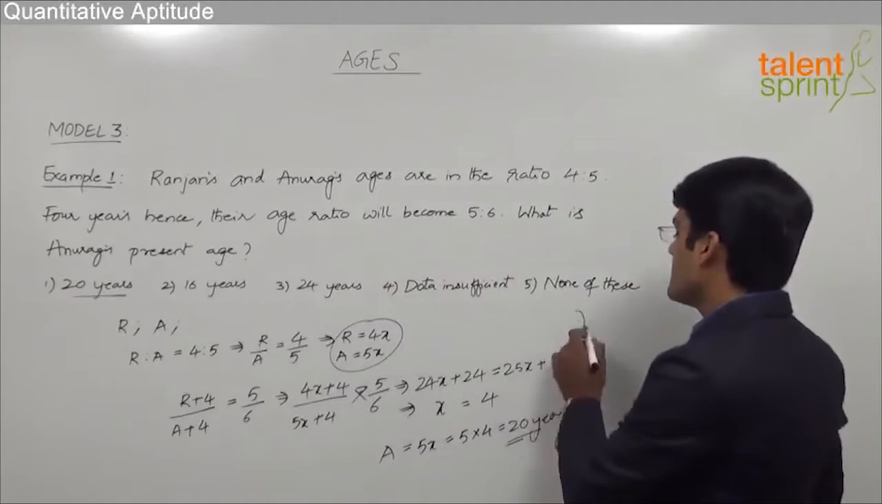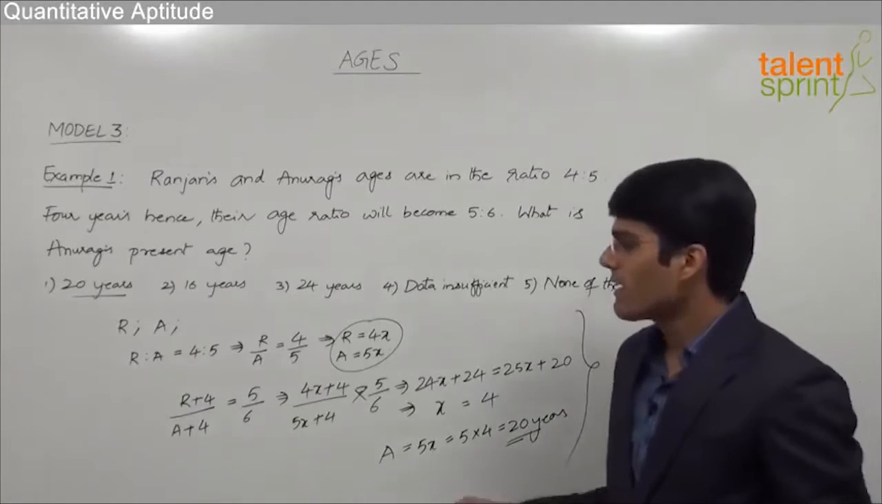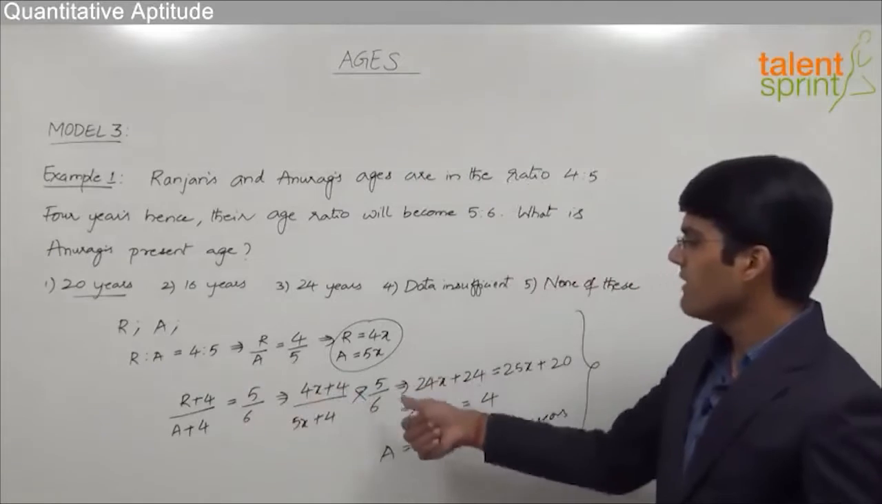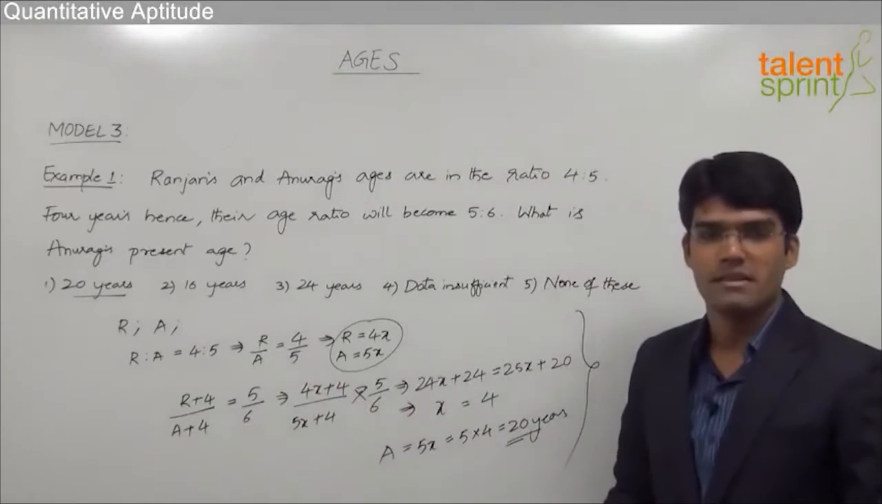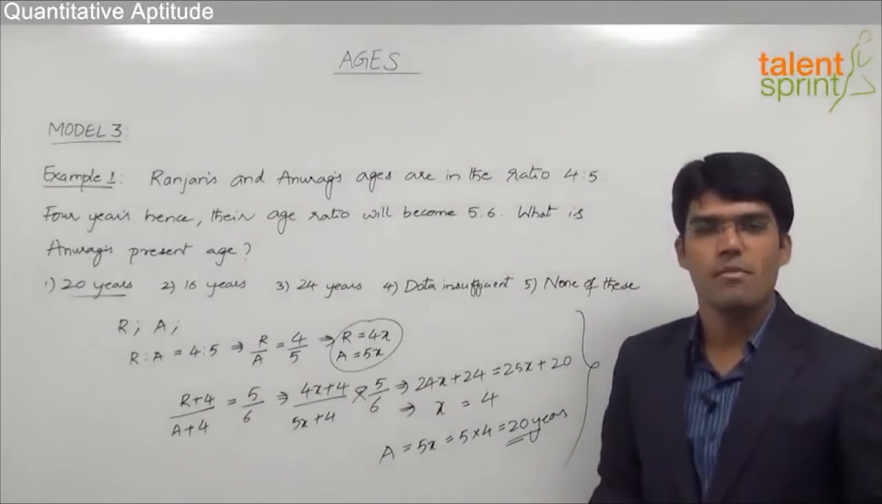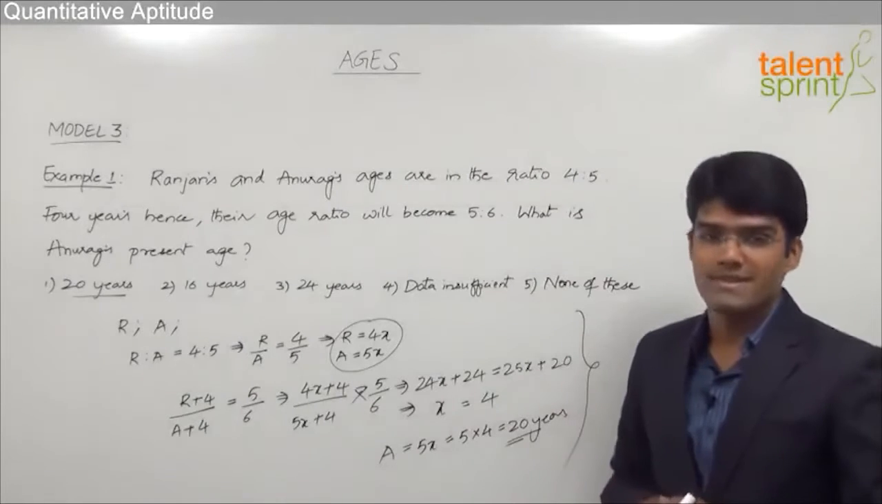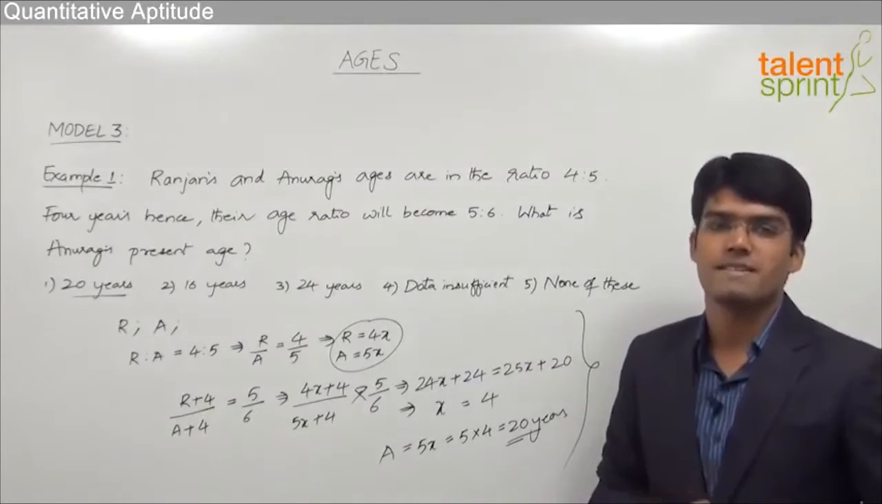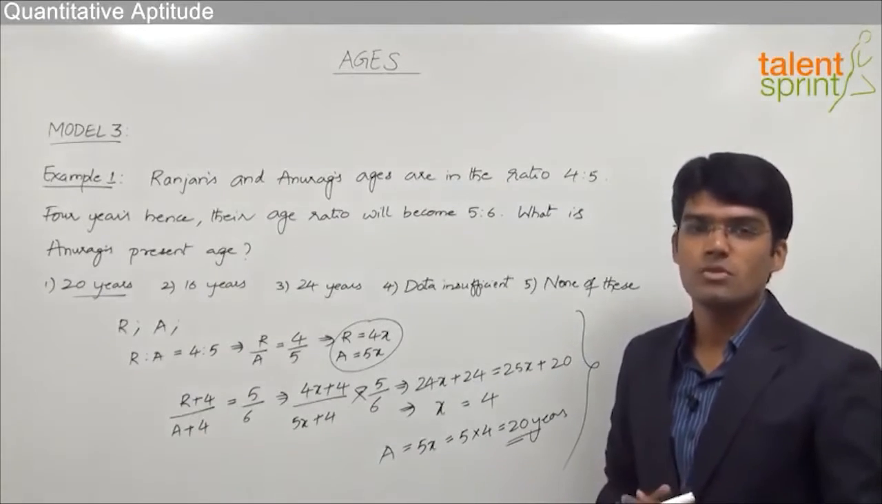Friends, this is the conventional way of solving the problem where we are writing down the two ratios and solving the equations to get the answer. But again, if you try to be smart and eliminate the wrong options, we can get the answers in a much faster way. Let us see how to do that.